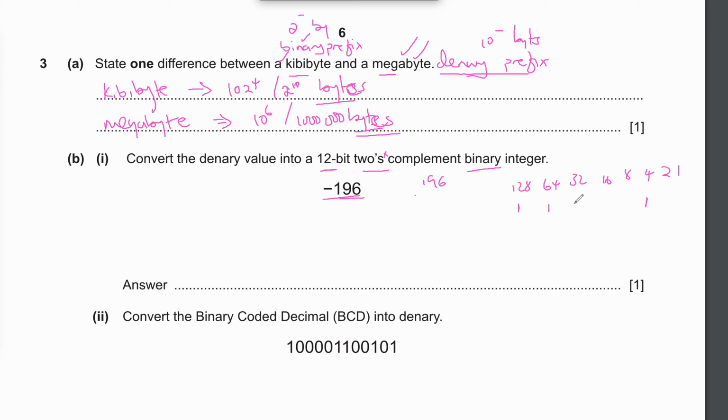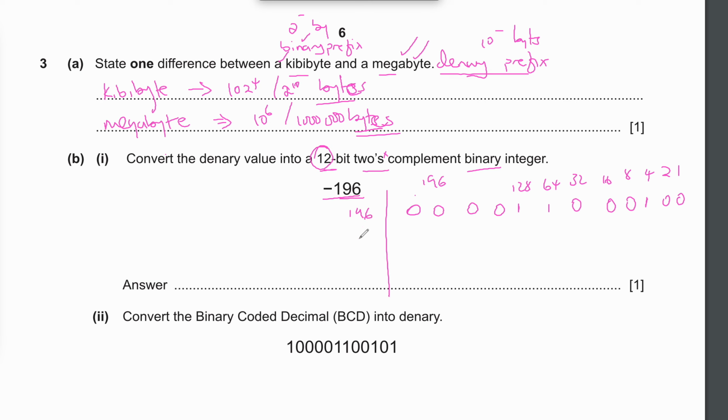Now 196. So that is exactly what I need. This is now in its 8-bit state. But I'm asked to put it in 12 bits, so I need to add other zeros here: 1, 2, 3, 4. So I now have a 12-bit representation of positive 196.